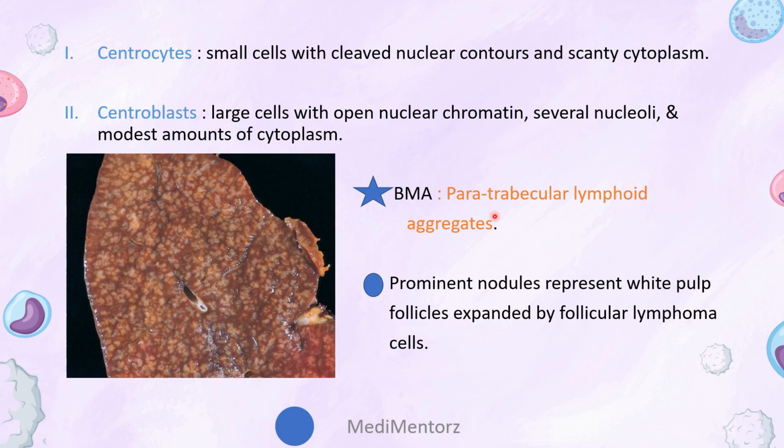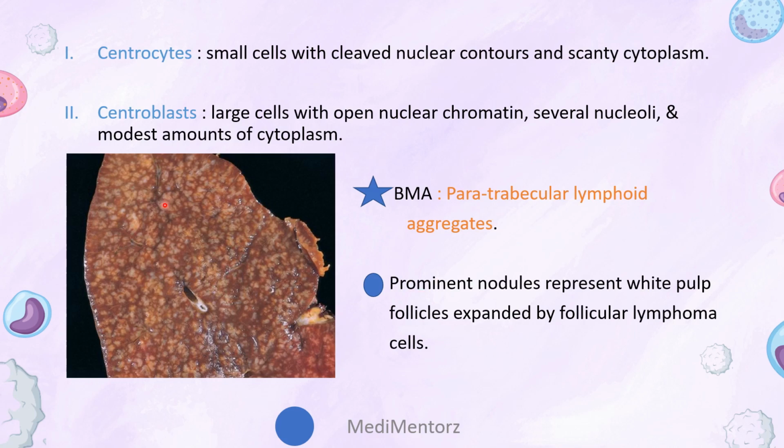This is nothing but when you are getting the bone marrow aspirate, lymphoid aggregates can be seen in the trabecular bone. So that's why we are calling it paratrabecular lymphoid aggregates. Okay. And here you can see a gross image of the spleen.